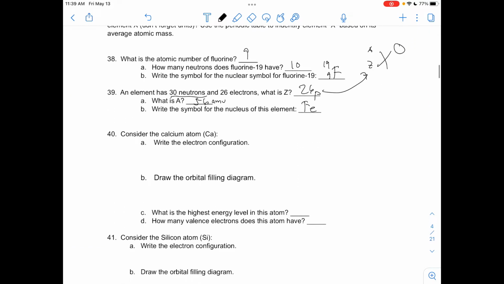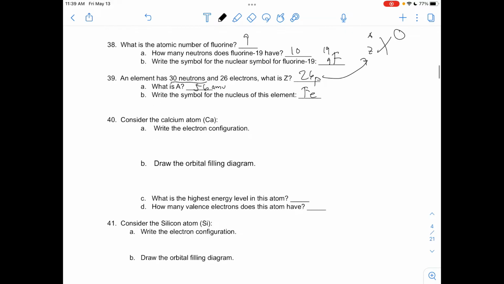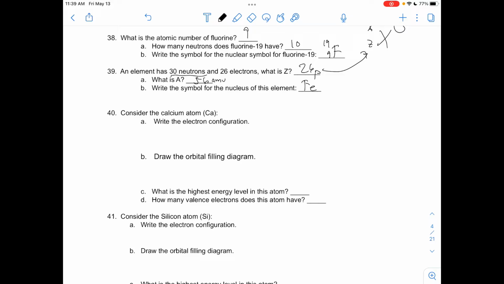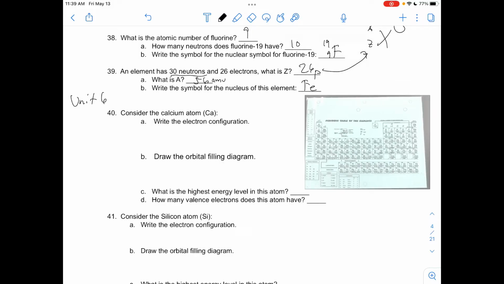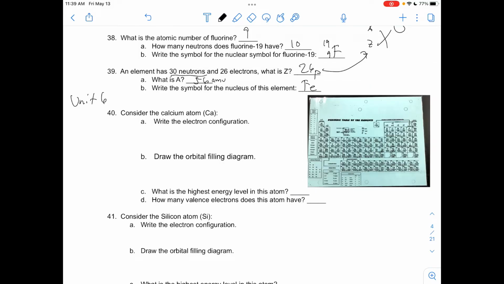Okay, so we can use this to identify different atoms. Okay, moving on along, calcium atom. We're going to write the electron configuration. This was unit 6. Okay, calcium atom. So how do we do electron configuration? Let's add another periodic table so I don't have to keep scrolling. Okay, so remember that when we write electron configurations, this section is S, this section is P, this is F, and the transition metals are D. And then we have a couple numbers.